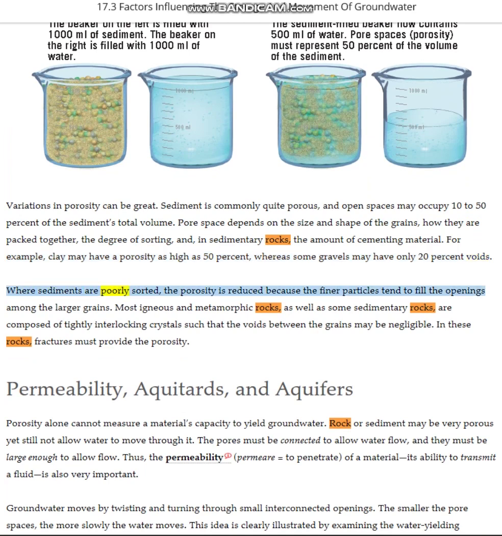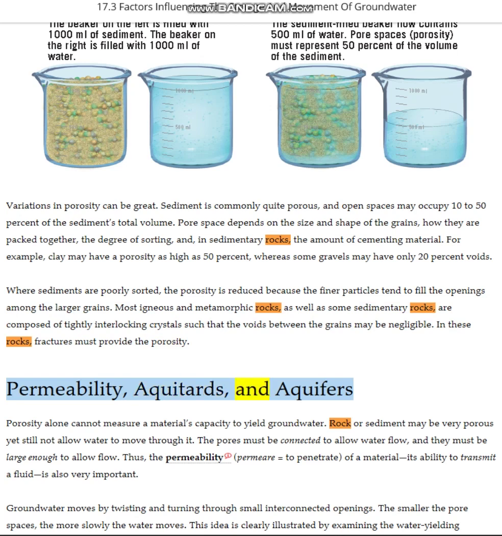Where sediments are poorly sorted, the porosity is reduced because the finer particles tend to fill the openings among the larger grains. Most igneous and metamorphic rocks, as well as some sedimentary rocks, are composed of tightly interlocking crystals such that the voids between the grains may be negligible. In these rocks, fractures must provide the porosity.